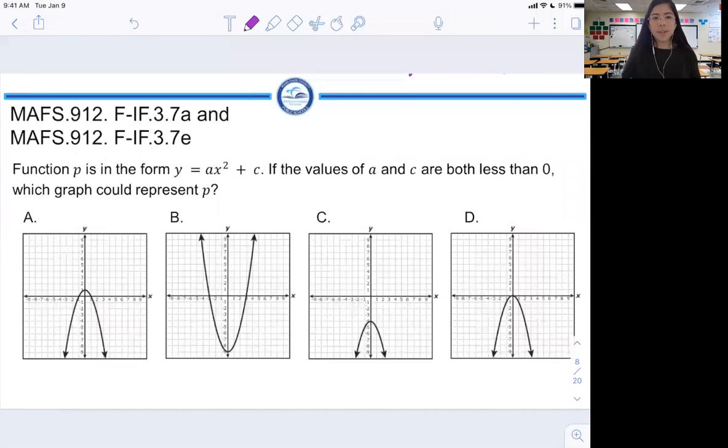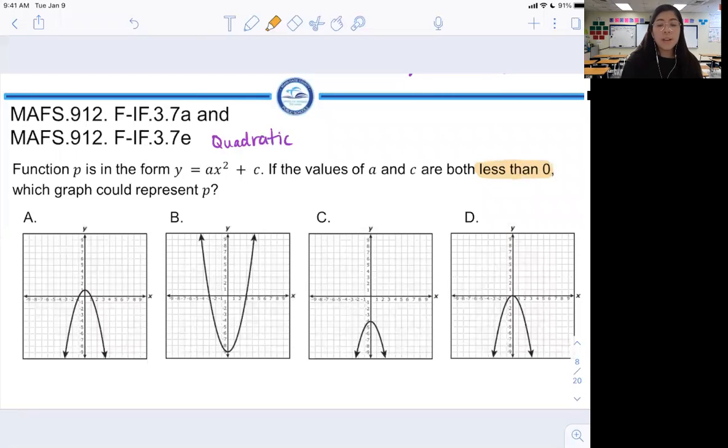All right, here's another one. These are my favorite. These are like the best questions because it's just like a game of match. We're going to match up the correct graph. Function P is y equals ax squared plus c. And yes, Tyrone, it is definitely quadratic. If the values a and c are both less than 0, which graph could represent P?